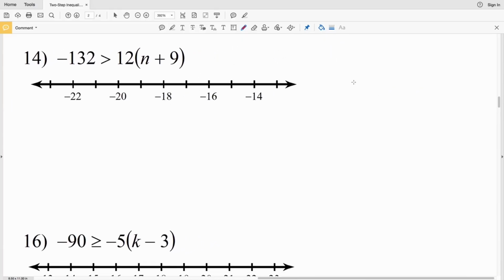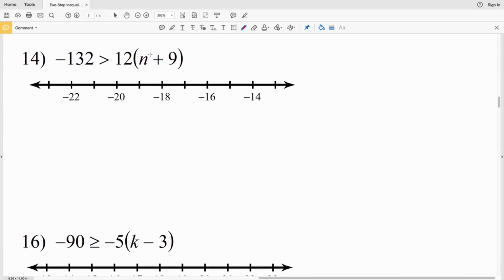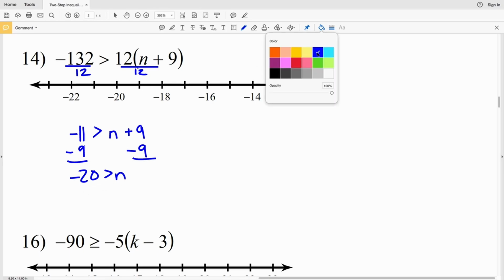Number 14, we have negative 132 is greater than 12 times n plus 9. We're going to start by dividing by 12. When we divide by that positive 12, we get that negative 11, since negative 132 divided by 12 is negative 11, is greater than n plus 9. Then we're going to subtract both sides by 9 to get that negative 20 is greater than n. Or you could rewrite this and say n is less than negative 20. Either way is correct.